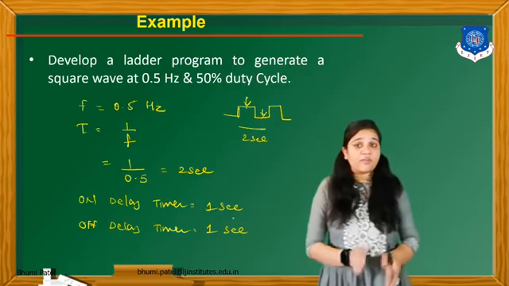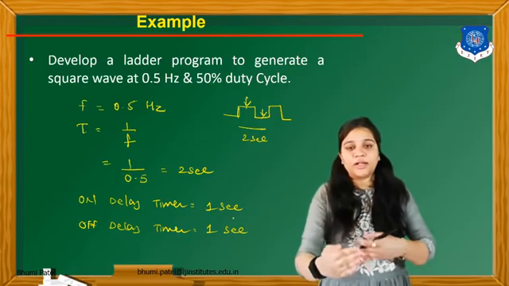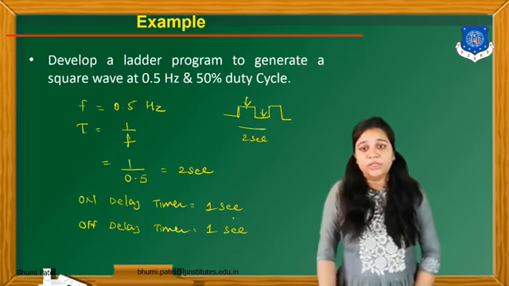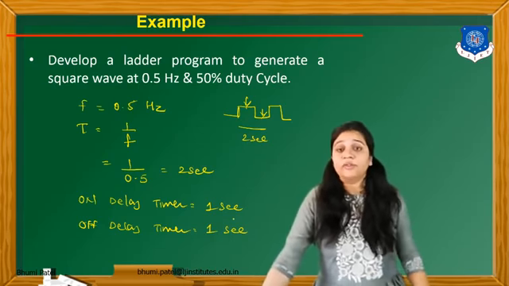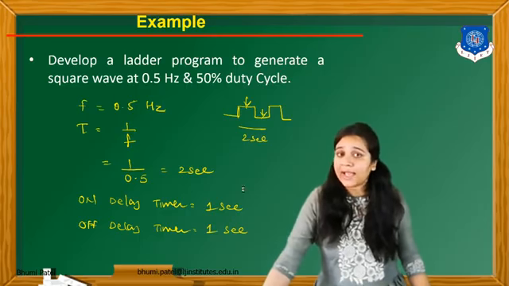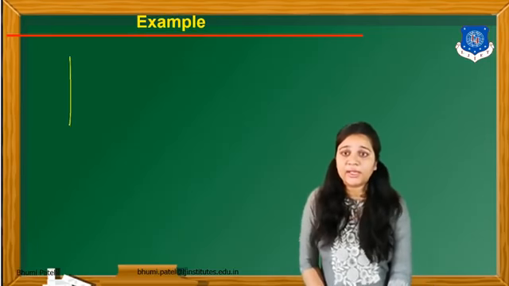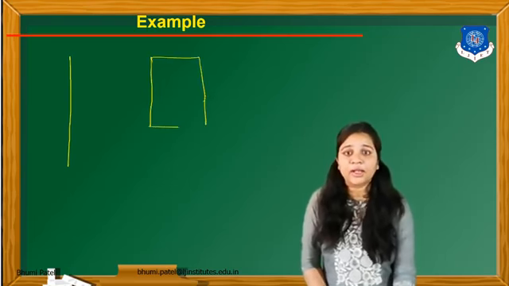So my square wave will be on for 1 second and off for 1 second, again 1 second on, 1 second off. It is a continuous process. So we have to find the value of the on delay and the off delay timer. Now next we have to draw the ladder diagram. For that you must take the input signal. How many inputs are there for this timer?